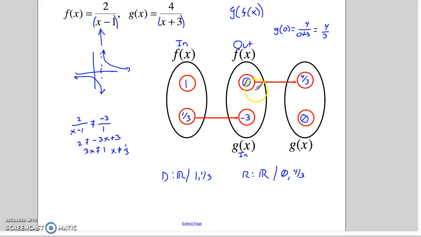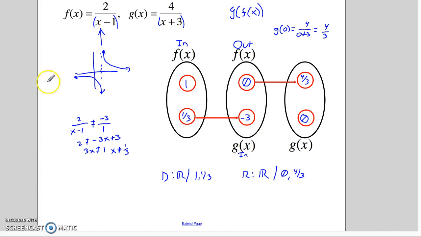Then we also had to consider values that we can't plug into the outside function, that we won't get from the inside function, right? And what's that going to do on our outside function, right? If we're never going to get a 0, then we're never going to get a 4/3 out of g in this case, and we're never going to get a 0 out of g for the same reason we won't get a 0 out of f, that had a horizontal asymptote at y equals 0.